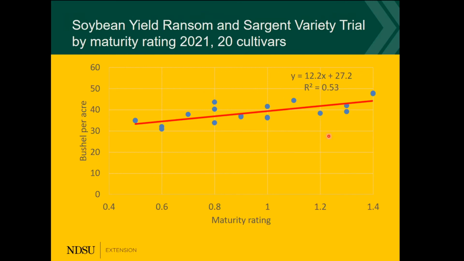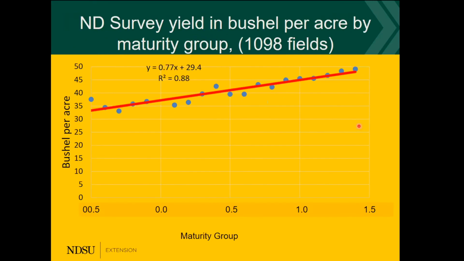So what I did here is, I took the varieties that were growing in Ransom and Sargent counties. The maturity rating is on the bottom and the yield is on the left. And again, we see that there is a relationship. So this was a trial that I did last year, but we also asked the same with the growers.